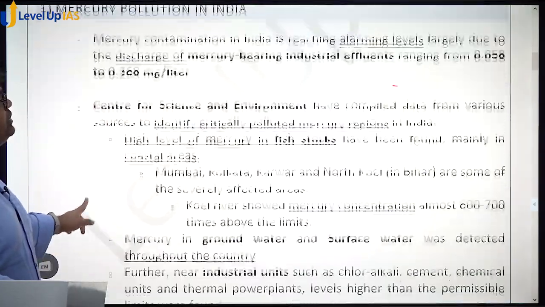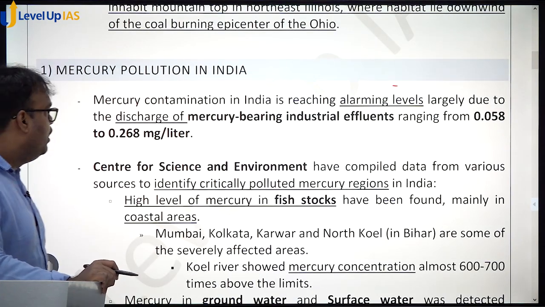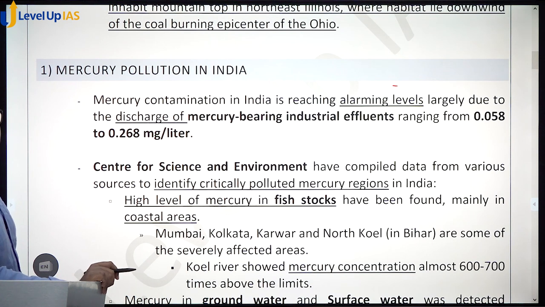What is the situation in India? Mercury pollution situation in India. Mercury contamination is at very high level in India.